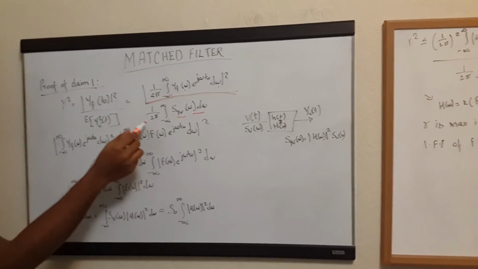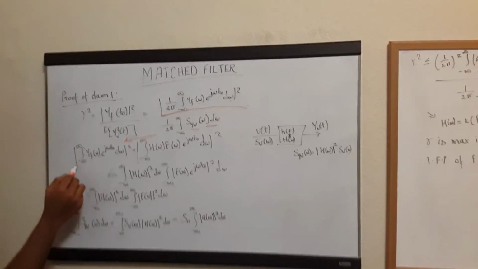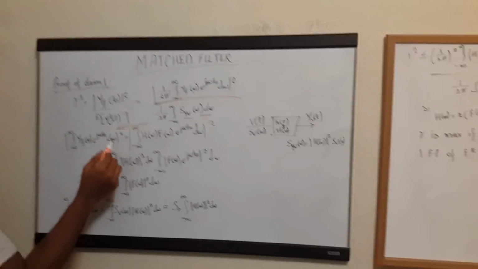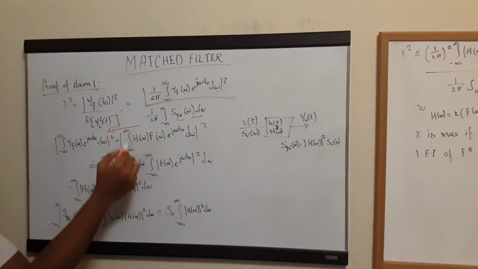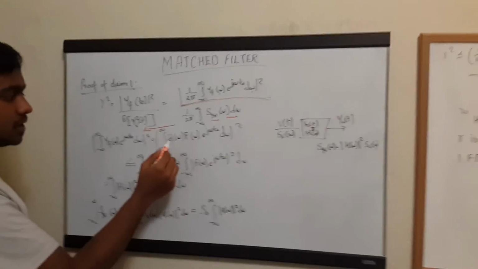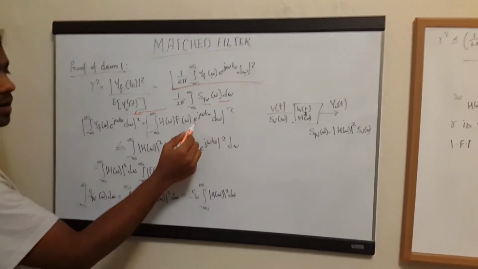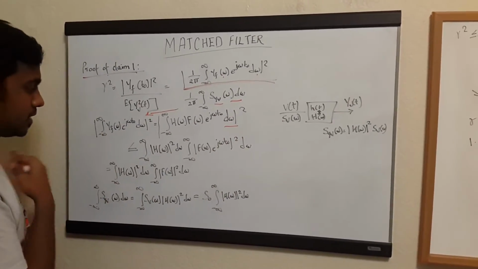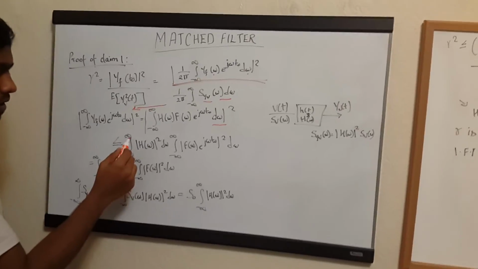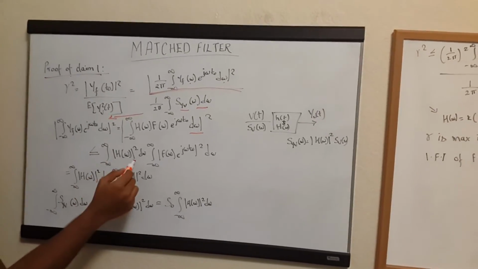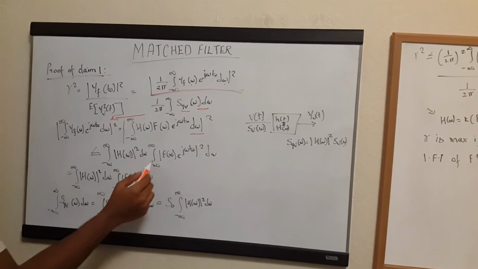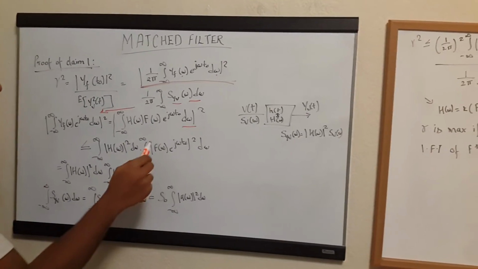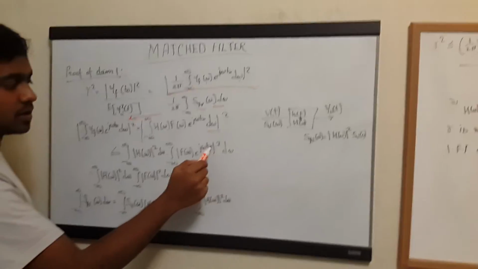So this is given by the modulus of the integral from minus infinity to infinity of Yf(omega) e^(j omega t0) d omega, the whole squared, equal to the modulus of the integral of H(omega) F(omega) e^(j omega t0) d omega, squared, which is less than or equal to the integral from minus infinity to infinity of modulus of H(omega) the whole squared d omega, into the integral from minus infinity to infinity of modulus of F(omega) e^(j omega t0) the whole squared d omega.